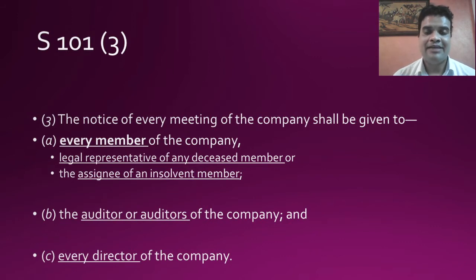Section 101 subsection 3 states that the notice of every meeting of the company shall be given to every member of the company. If he is deceased, then to his legal representatives. If he is insolvent, then to his assignee. The notice shall also be given to the auditors as well as to each director of the company.